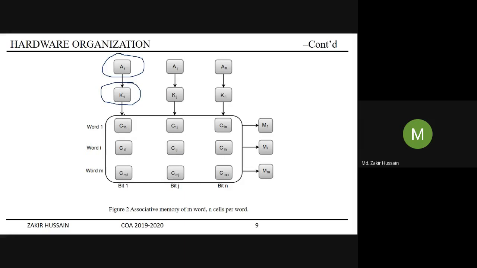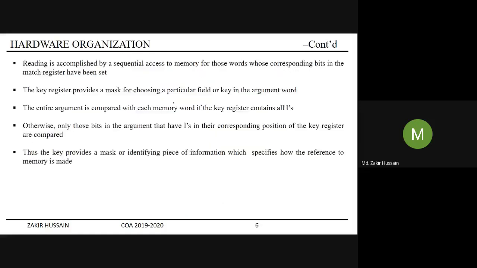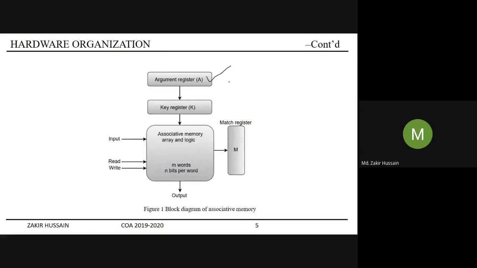Other than this, what else is coming here to this cell? This word bit also, right? This is the word here. This one is the argument register. This A is the argument here. If you go back here, this is your argument register. This is your key register. And this is your input, that is the word coming. Inside here are the cells, those C, I, J, those are the cells. That is shown here.